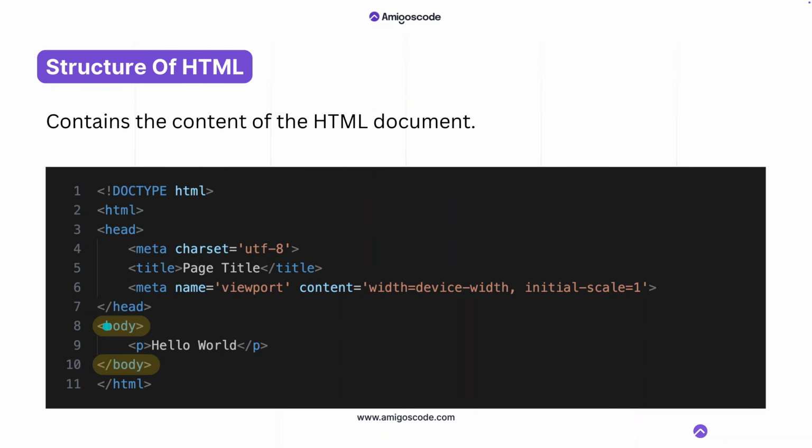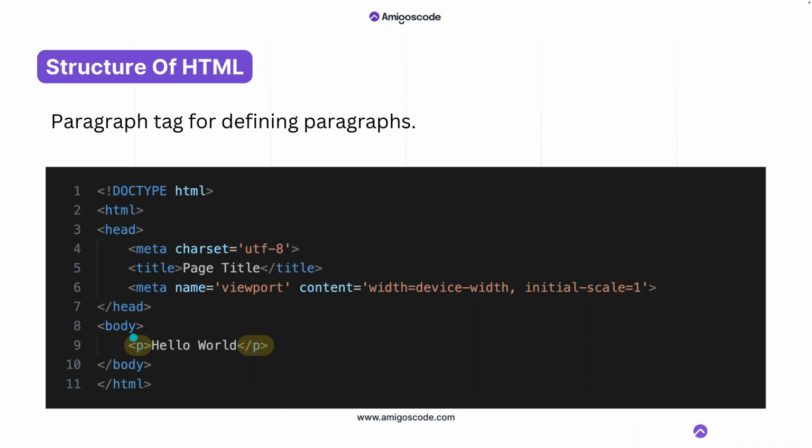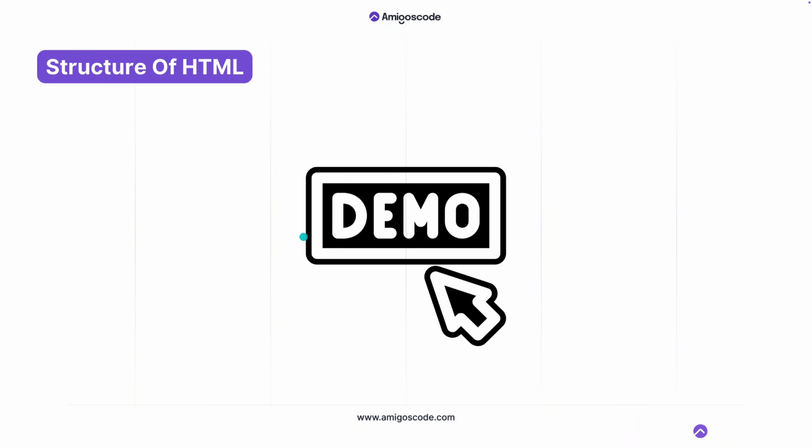And next we have the body. So this is pretty much the most important tag in here, and it contains the content of the HTML document. All right. And inside you can see here we have the p tag or the paragraph, which is used for defining paragraphs. So this is it. Awesome. Let's go ahead and create our very first HTML page.